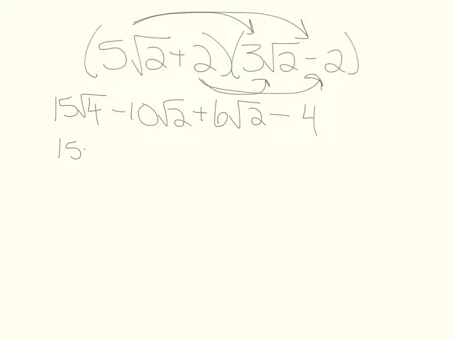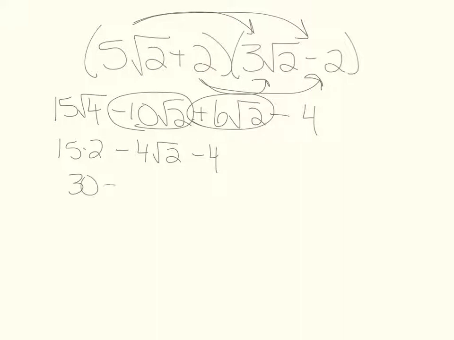15 times the square root of 4 is 15 times 2. Minus 10 root 2 plus 6 root 2, those are like terms. You get minus 4 root 2, minus 4 tags along. A little more cleanup. And then 30 minus 4 is 26 minus 4 root 2. Multiply, simplify, combine like terms, you're done.